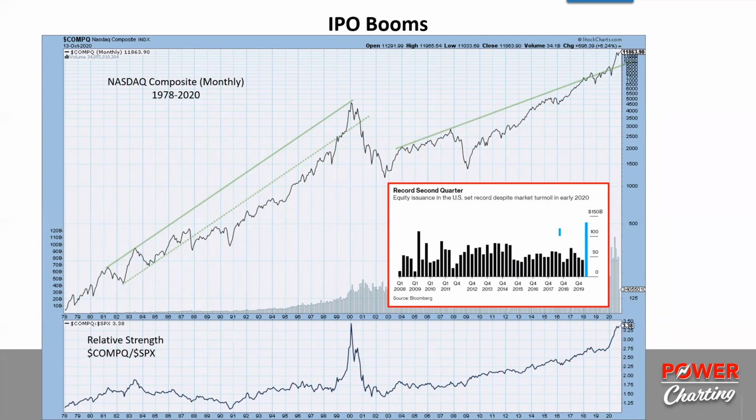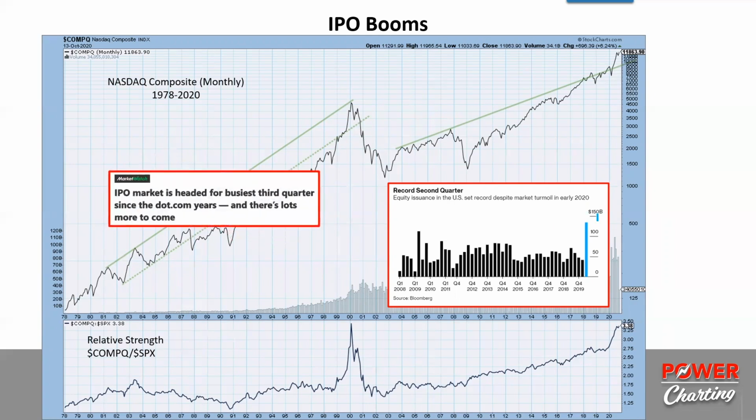Now, keep in mind that this is what Wall Street does. Wall Street wants to issue stock when they can get the best valuations and there's the largest appetite for this equity issuance. And so with this incredible run in the NASDAQ stocks, in the NASDAQ 100 in 2020, this has been an exceptionally good time to issue IPOs.